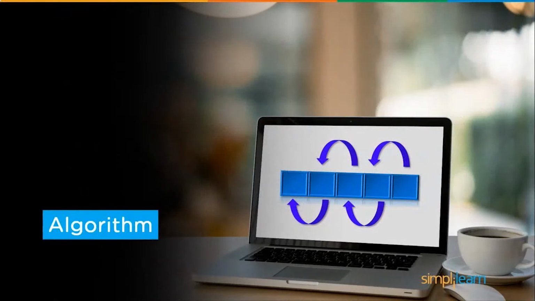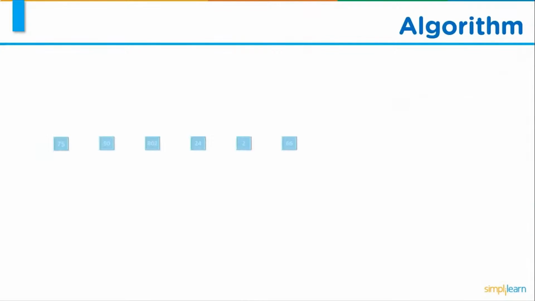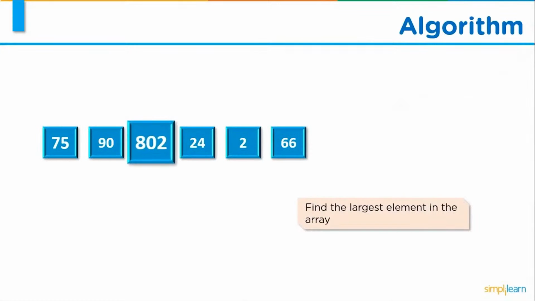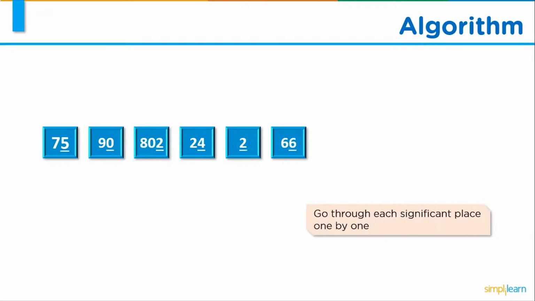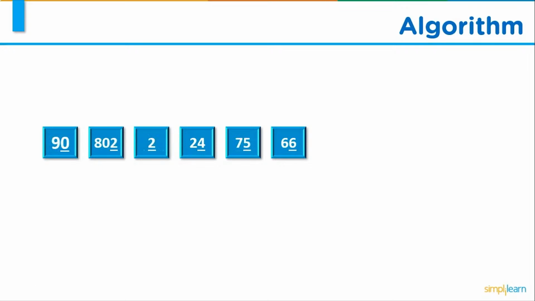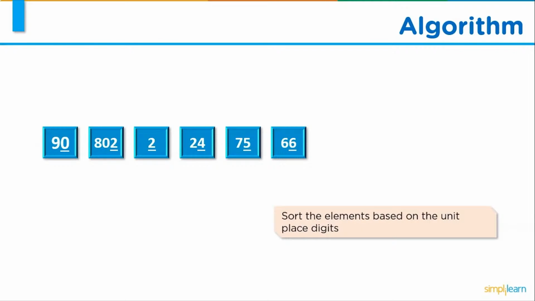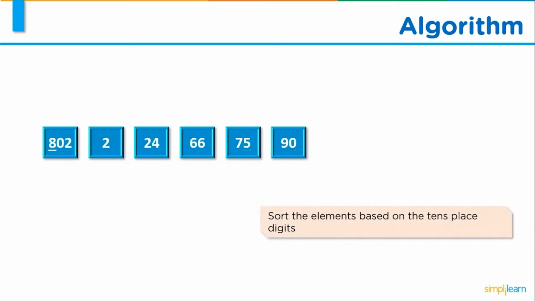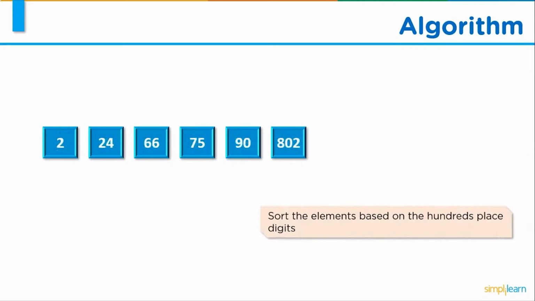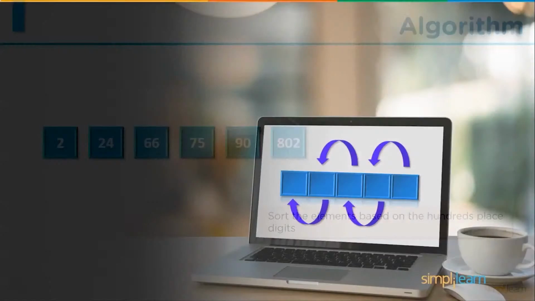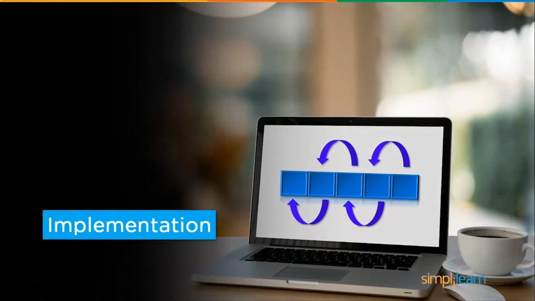Now let's discuss radix sort algorithm. Let's say we have an array. First, we will find the largest element in the array to decide the maximum number of significant digits we will need to compare to sort this array. We will go through each significant place and sort the array one by one. First, we will sort the array according to the units place. Then we will sort according to the tens place. And then we will sort according to hundreds place, and so on till the array is sorted. We have now introduced the radix sort and its algorithm.